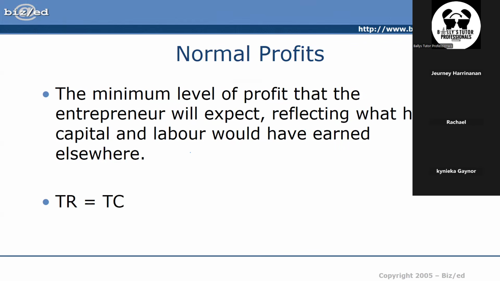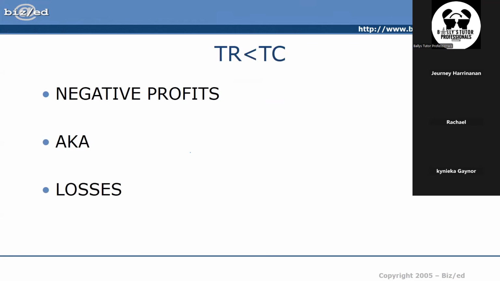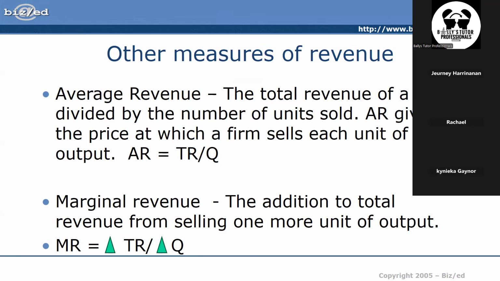Normal profits, what I just explained, is the minimum level of profits that the entrepreneur will expect. This is when total revenue is equal to total cost. When total revenue is less than total cost, you make a loss. Right? I think everybody's good so far.